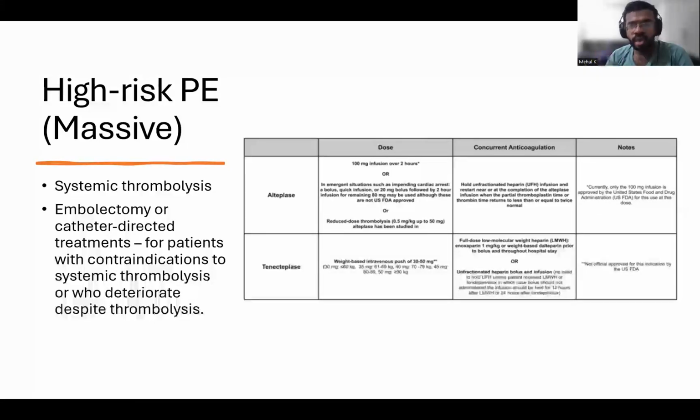Some patients who are at higher risk of bleeding, you might consider a reduced dose of thrombolytics. There is some evidence of reduced dose thrombolytics being safe in these situations also.